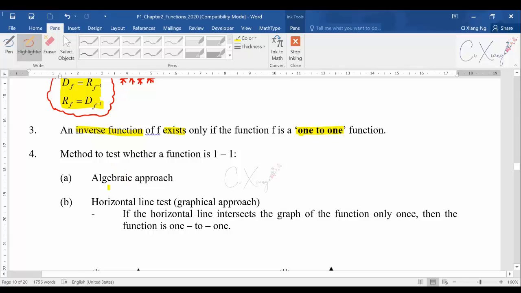To determine, the first one is the algebraic approach. Again, with the algebraic approach, usually you need to have a lot of math knowledge to decide. So usually I will focus on the graph. The graph one is the horizontal line test, a simple test. When you have the graph of your function, you try to draw a horizontal line. If the horizontal line intersects the graph only once, that means you have a one-to-one function.